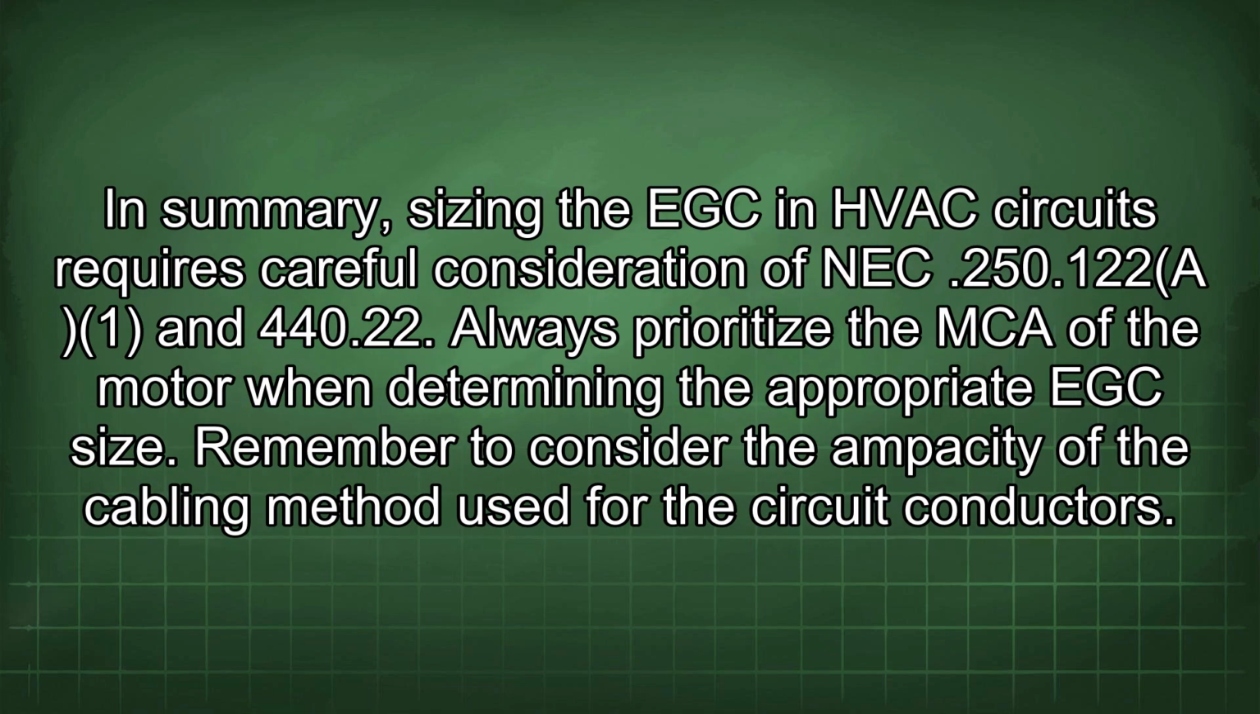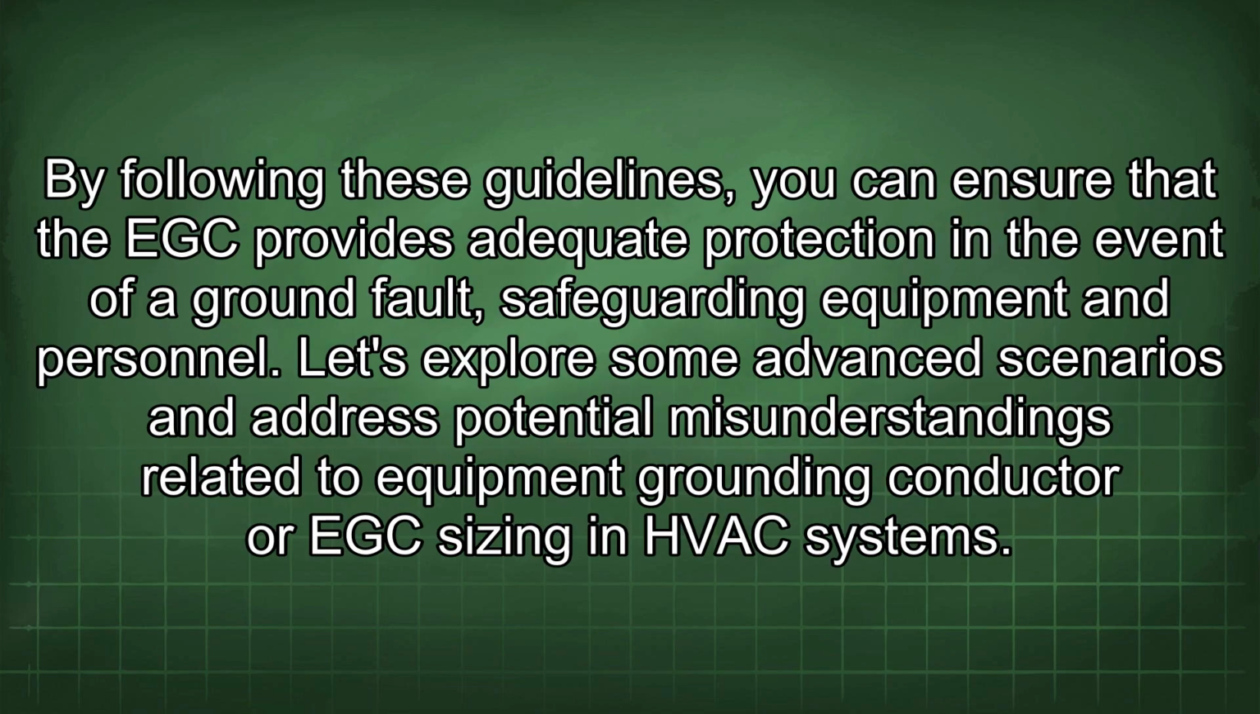In summary, sizing the EGC in HVAC circuits requires careful consideration of NEC 250.122(A)(1) and 440.22. Always prioritize the MCA of the motor when determining the appropriate EGC size. Remember to consider the ampacity of the cabling method used for the circuit conductors. By following these guidelines, you can ensure that the EGC provides adequate protection in the event of a ground fault, safeguarding equipment and personnel.